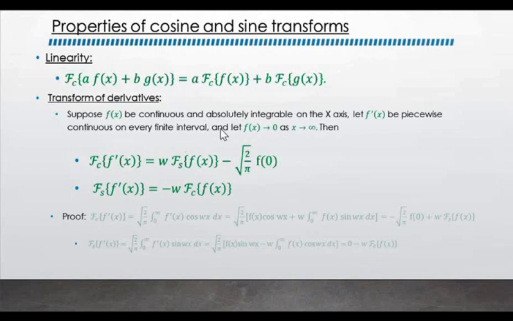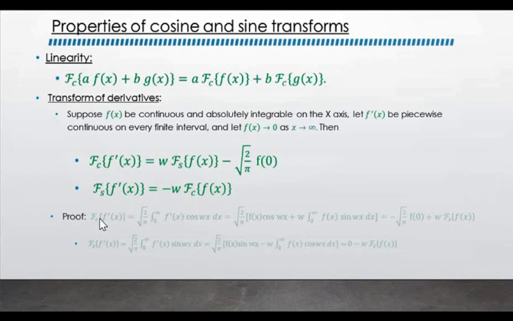Under that condition, which is also very important, the Fourier cosine transform of the derivative of f of x is equal to omega into the Fourier sine transform of the function minus root of 2 by pi into f of 0. And similarly, the Fourier sine transform of the derivative of f of x is equal to minus omega into the Fourier cosine transform of the original function. You should note that the Fourier cosine transform of the derivative appears in terms of the Fourier sine transform of the original function. Of course, this constant term is present there. And the Fourier sine transform of the derivative appears in terms of the Fourier cosine transform of the original function.